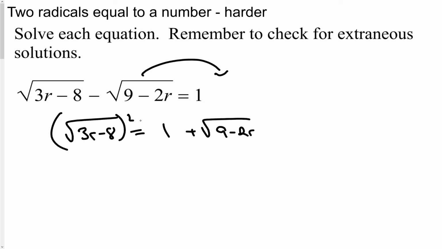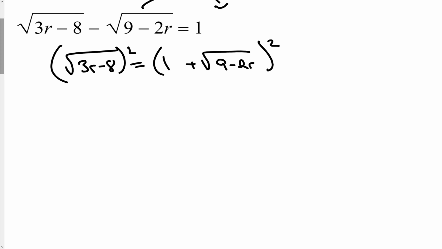Okay, squaring both sides gives me, it's going to be a little long, so squaring both sides gives me 3r minus 8. This is a binomial expression on the right. You do have to FOIL it together. So 1 plus 2 of these radicals plus the last term squared, which the radical just goes away. Okay, so not too bad. Just make sure you don't forget the middle term.